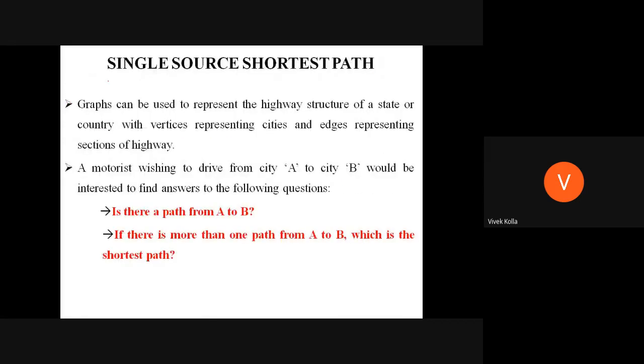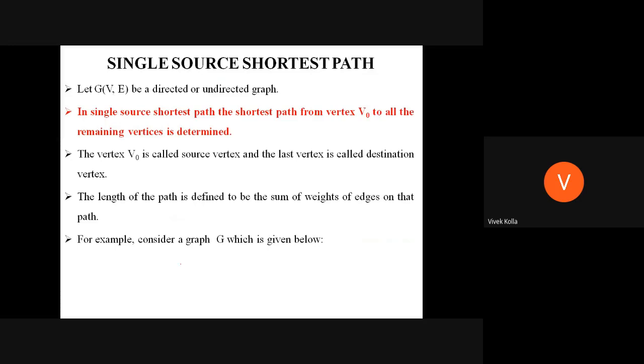So this is the single source shortest path algorithm. Here you have to remember two points. The first thing, you have to check whether there is a path from A to B or not. If there is more than one path from A to B, then you have to find out which is the shortest path. We will see with one example.